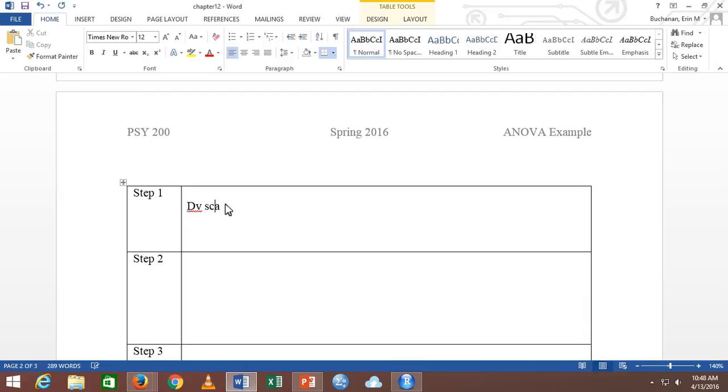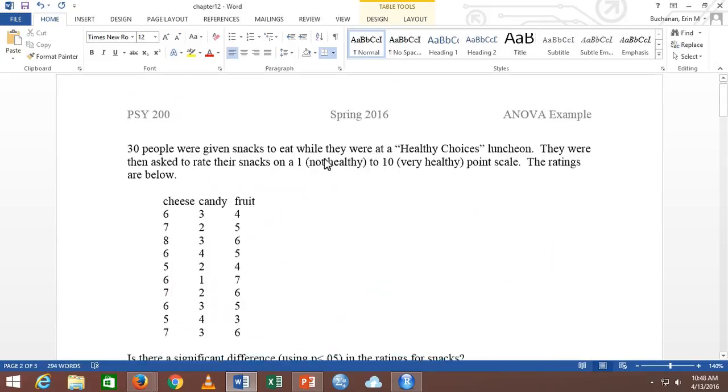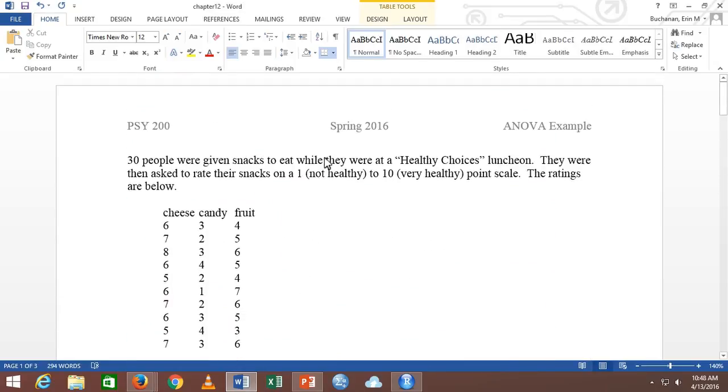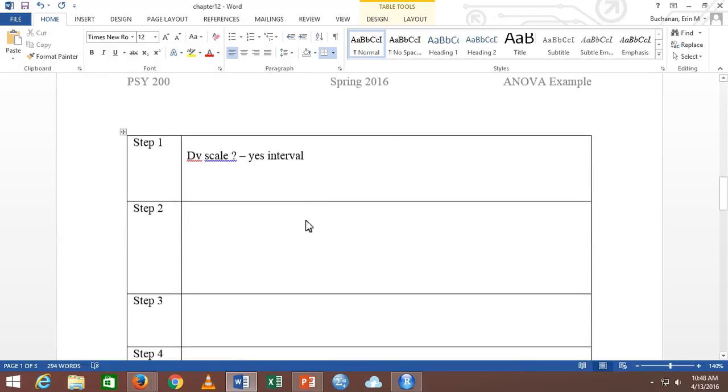So for this specific example, is the DV scale? Yeah, it's interval. We're rating things from 1 to 10, so there's no 0, but it's an interval.